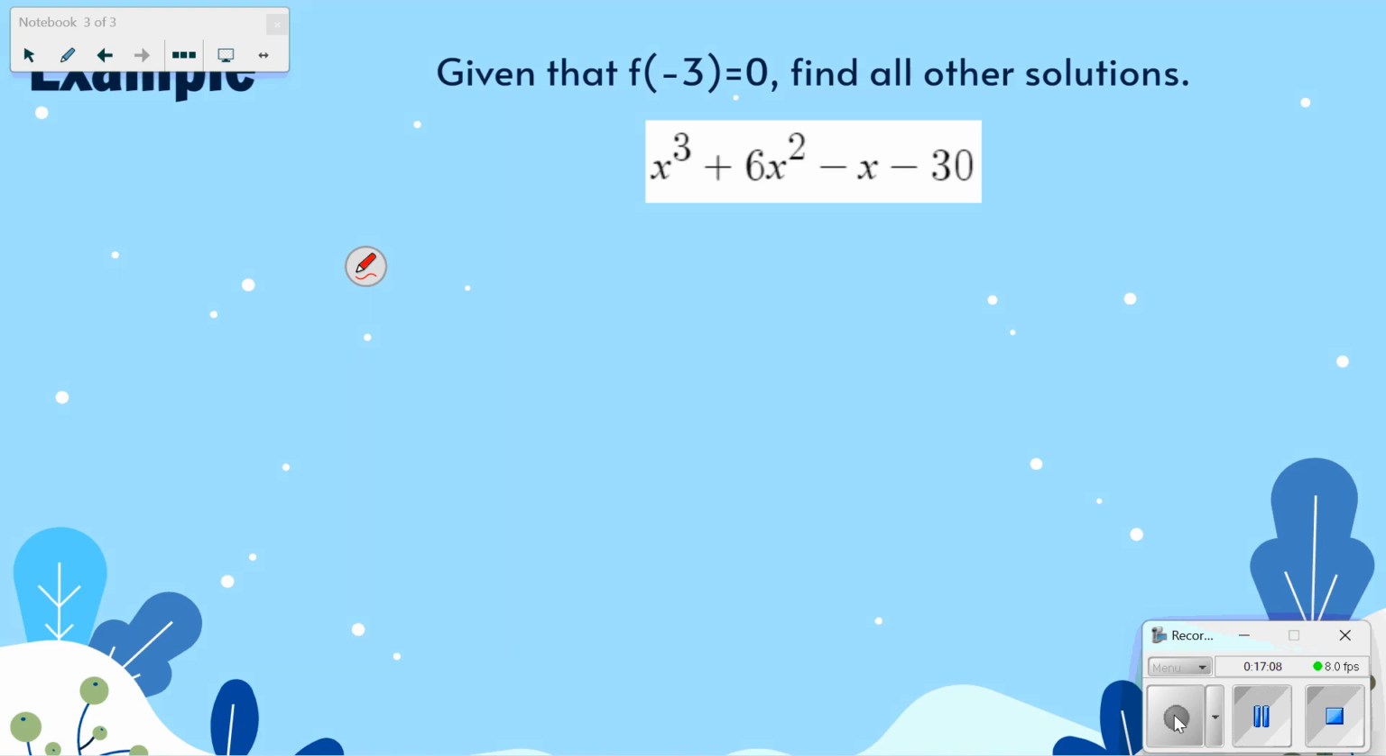So we know f of -3 equals 0. So what could that tell us? What could that do to help us find all of our other solutions? What do you think, Laura?